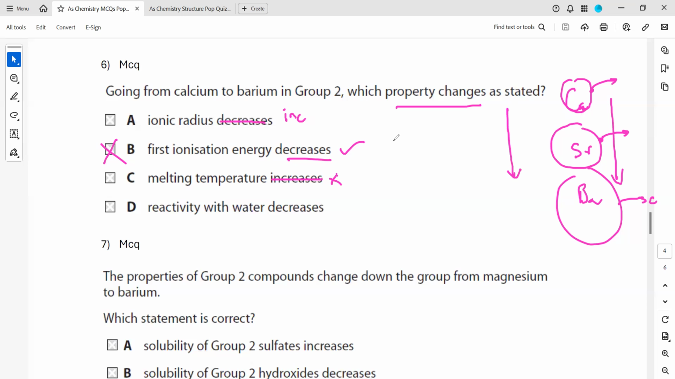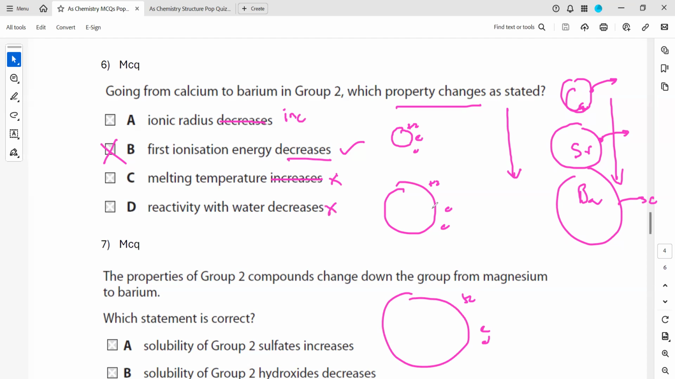So why is C wrong? Because calcium will have a small positive ion, so it will have a stronger attraction in the metallic lattice as compared to that of strontium. And strontium will have a stronger attraction as compared to that of barium. So the melting point does not increase; the melting point decreases as we go down the group. And for reactivity, metals have a tendency to lose electrons. So as we go down the group, reactivity increases, it does not decrease. Is it clear?